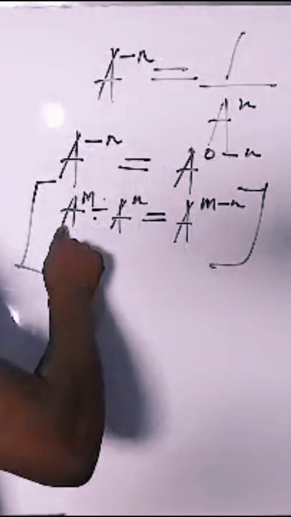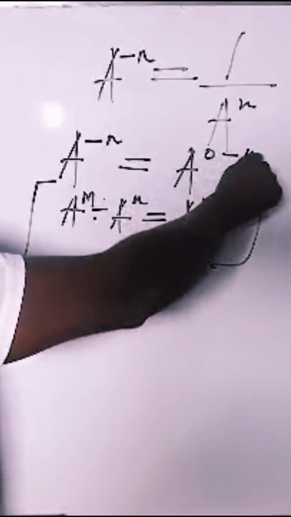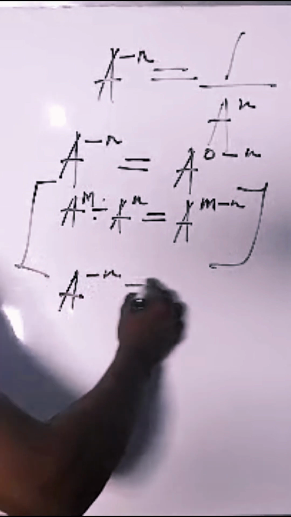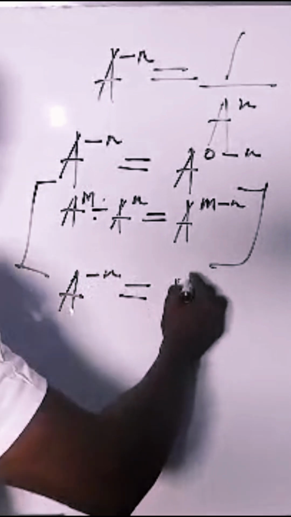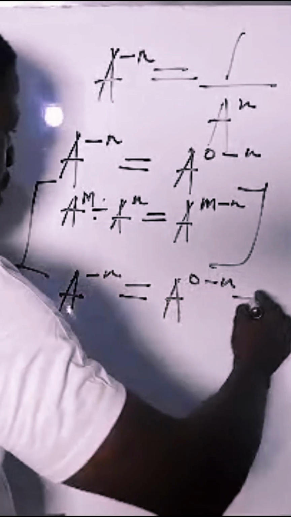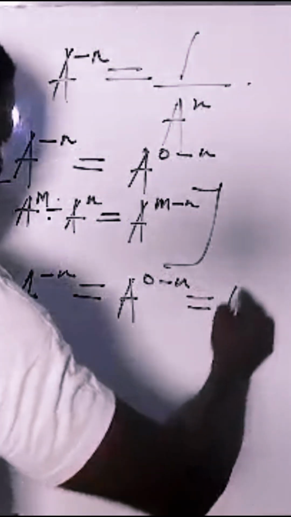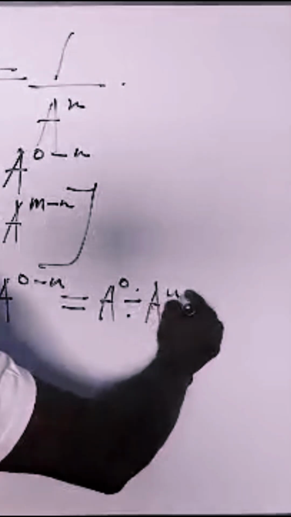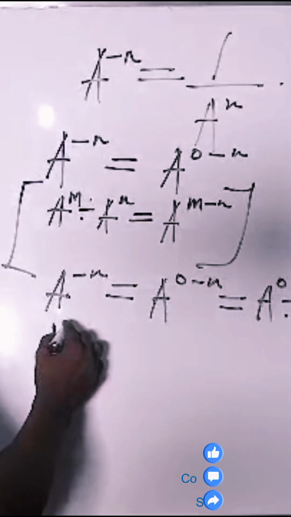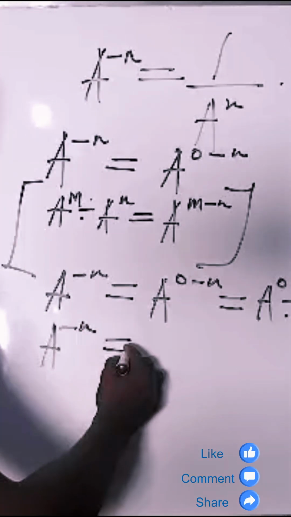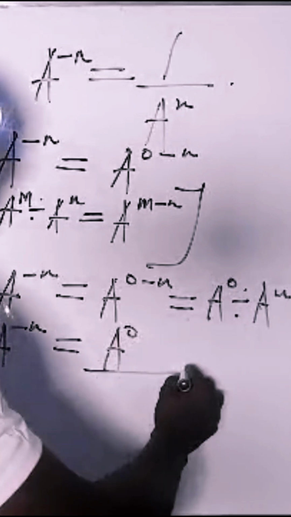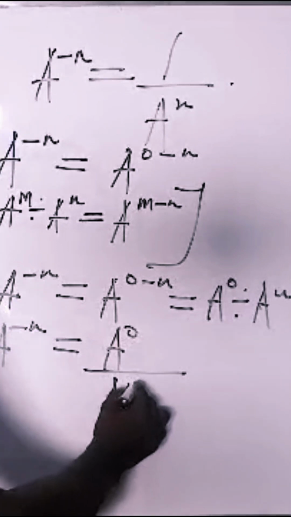Which is to say, a raised to power 0 minus n can be written as a raised to power 0 divided by a raised to power n. So therefore, we have a raised to power minus n is equal to a raised to power 0 minus n, where a raised to power 0 minus n is a raised to power 0 divided by a raised to power n. So we have a raised to power minus n is as good as a raised to power 0 over a raised to power n.